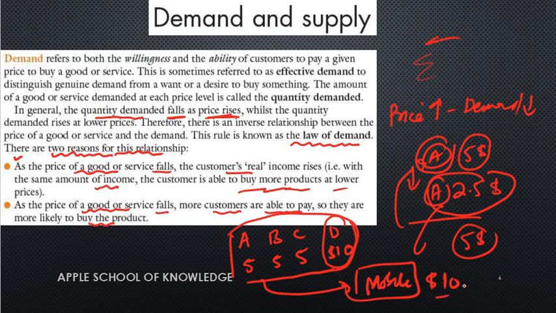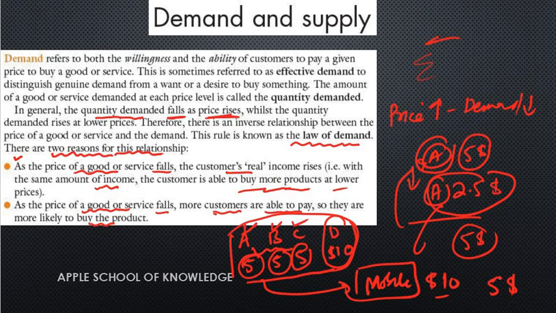Now if the price goes down, let's say to $5, so all of them have $5. So what does it mean? It means that all have the ability, and if they want to purchase this product, then they can purchase. So it means that as the price of the good or service falls, there are more customers, because before they didn't have money and were not able to purchase the thing, and now they are able. So they will also enter the purchasing circle, and they will purchase the thing. So this is the relationship behind the law of demand.